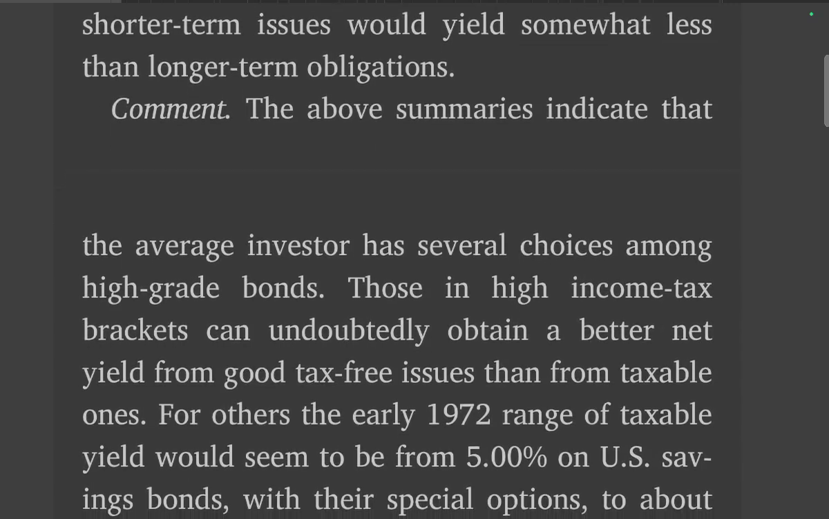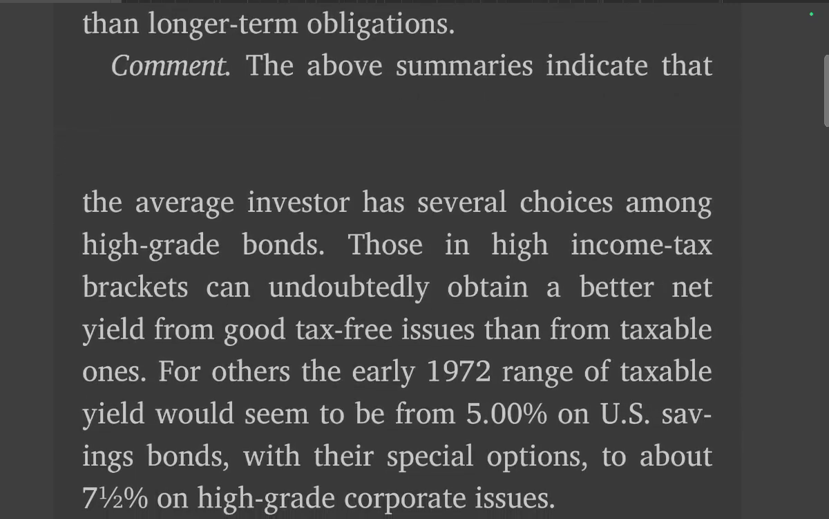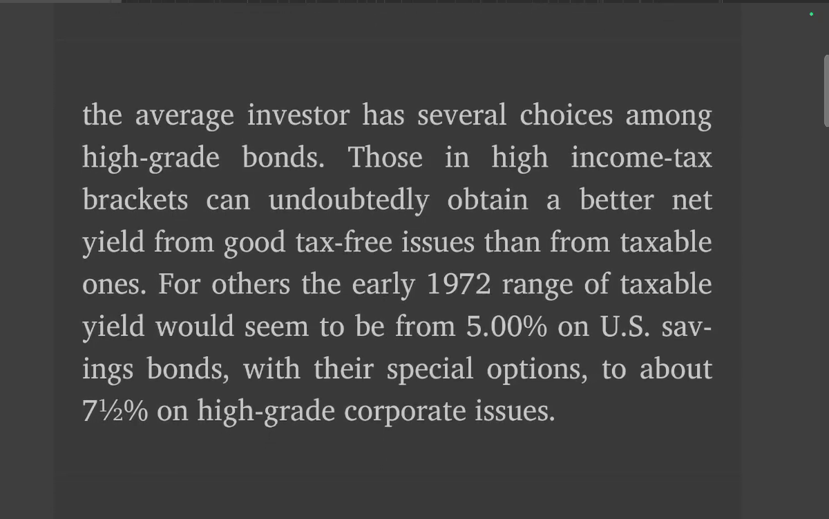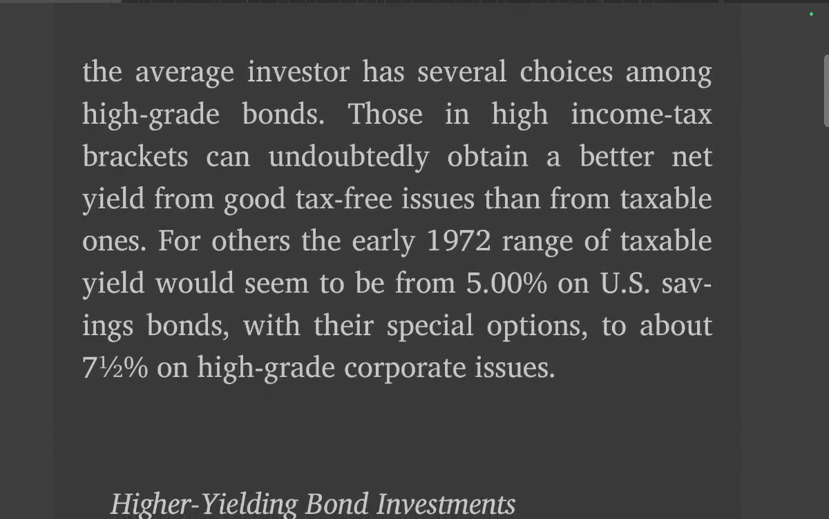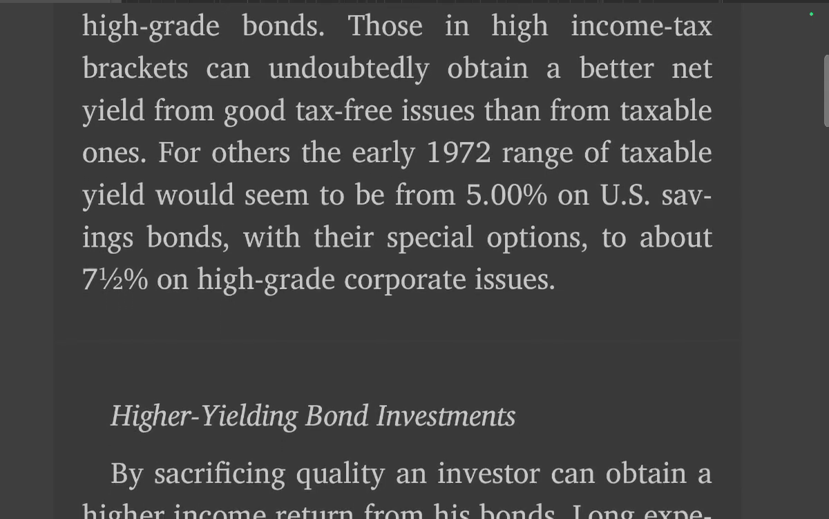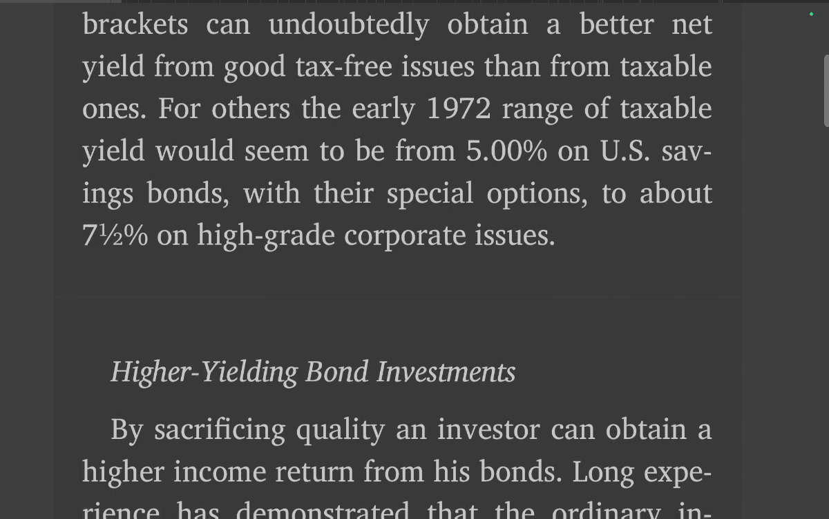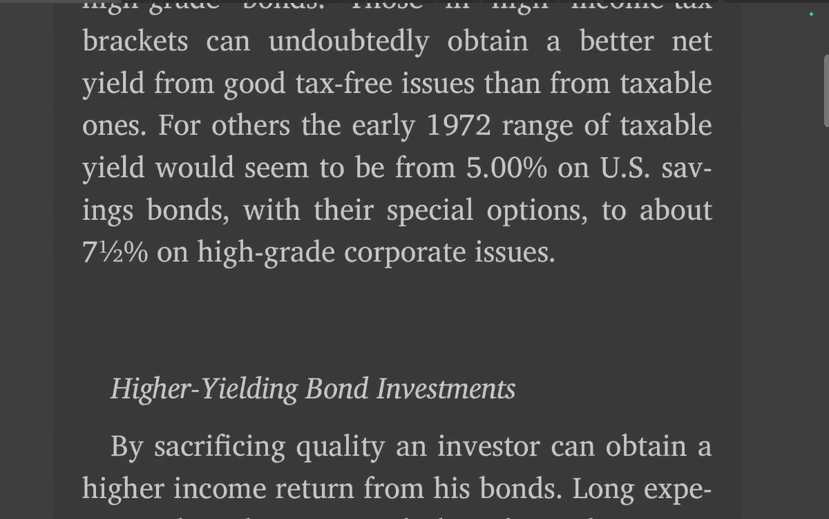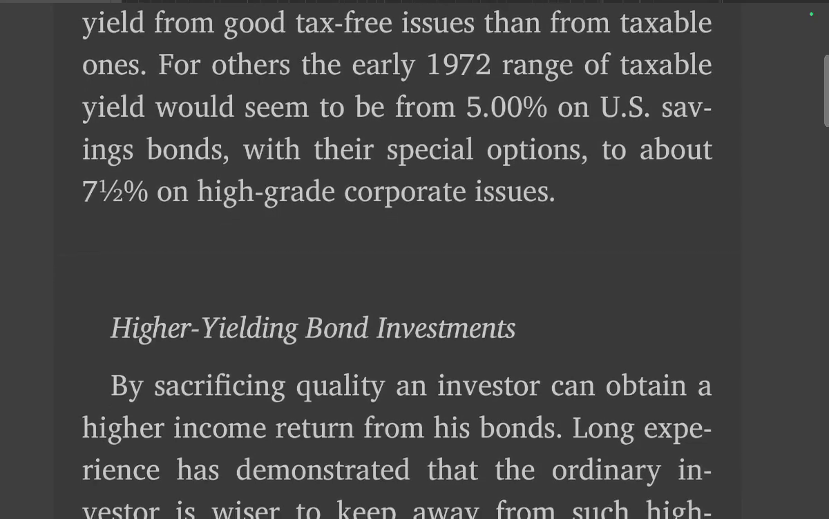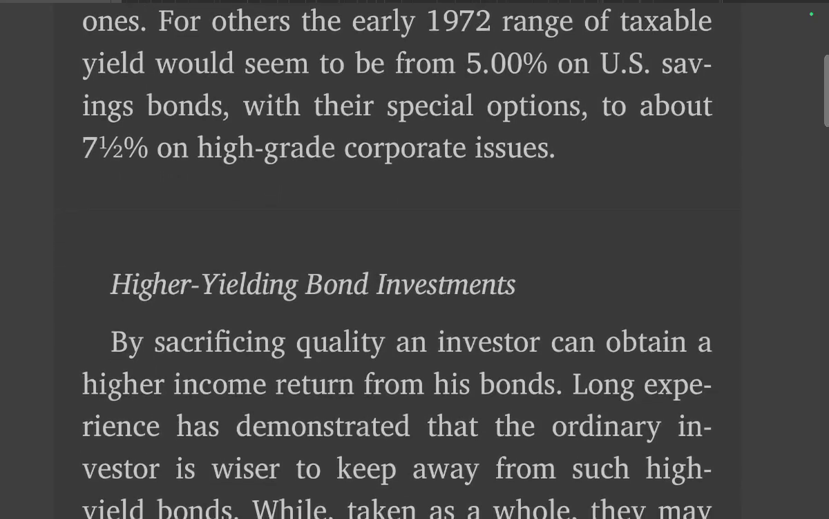Comment: the above summaries indicate that the average investor has several choices among high-grade bonds. Those in the high income tax brackets can undoubtedly obtain a better net yield from the good tax-free issues than from the taxable ones. For the other investors, in the 1972 range, the taxable yield would seem to range from 5% on US savings bonds with the special option, to about 7.5% on high-grade corporate issues.